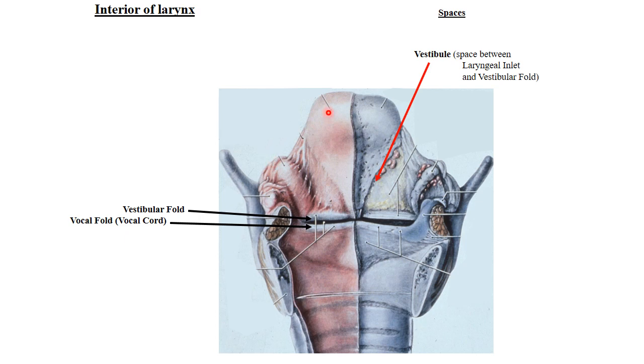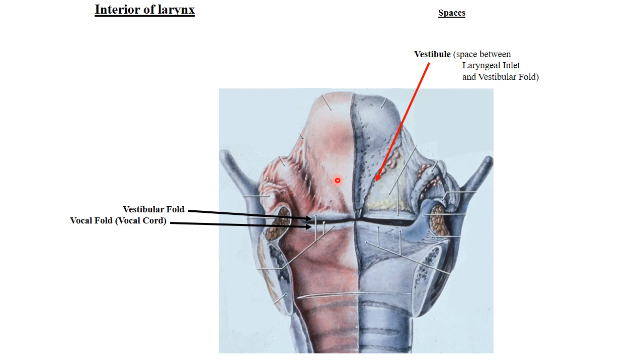Okay, so the laryngeal inlet is an opening. And then below that and above the vestibular folds, there's a space. That space between the laryngeal inlet and the vestibular folds is called the vestibule of the larynx. So it's this space right in here.